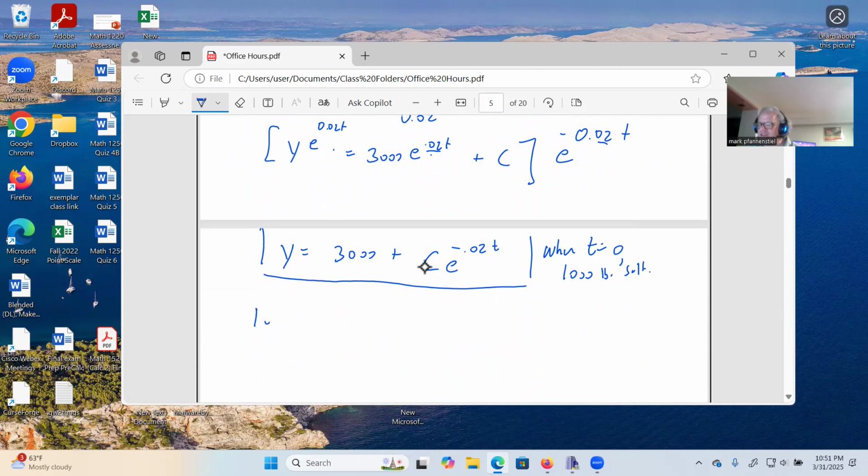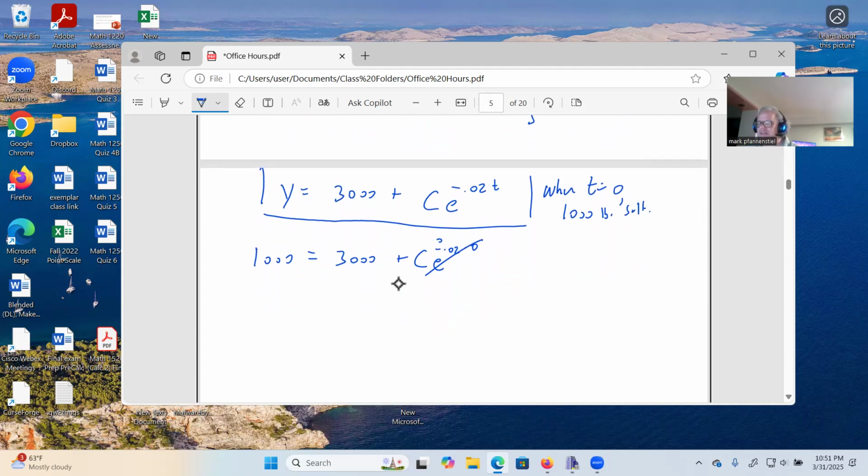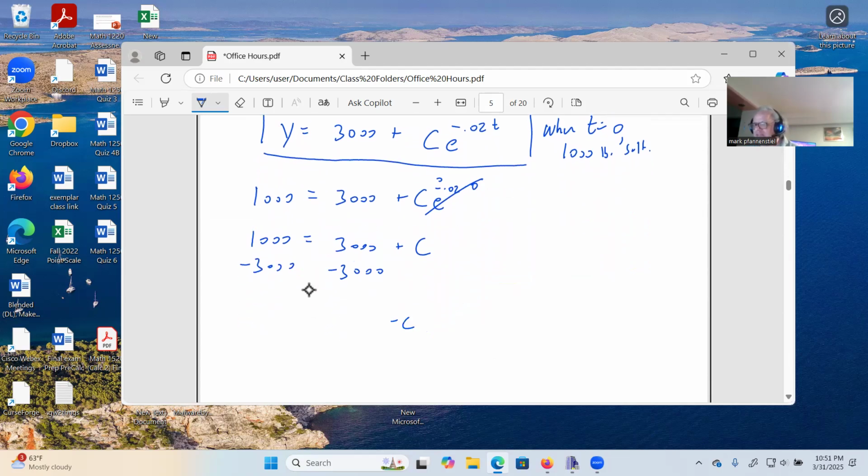So we're going to say, here is our 1,000 equals our 3,000 plus C e to the negative 0.02 times 0, because t is 0. So that's going to be canceled. So this is 1,000 equals 3,000 plus C. If I subtract off my 3,000, we have 1,000 minus 3,000, and I'm going to get C equal to negative 2,000.